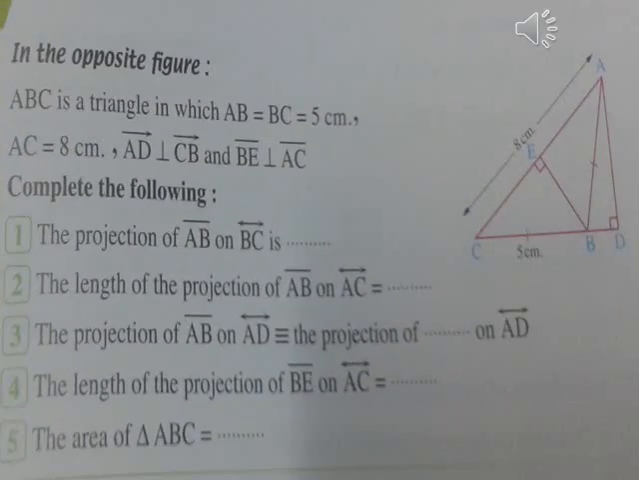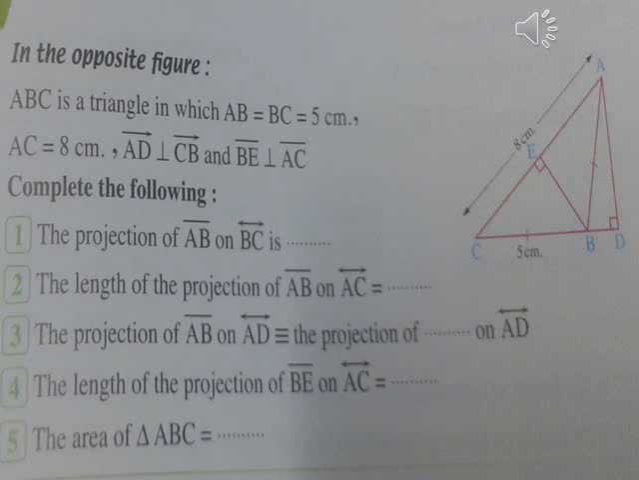In the opposite figure, EBC is a triangle in which EB equals BC equals 5 centimeters, EC equals 8 centimeters, ray ED is perpendicular to ray CB and line segment BE is perpendicular to line segment EC. Complete the following. The projection of line segment EB on a straight line BC is what?